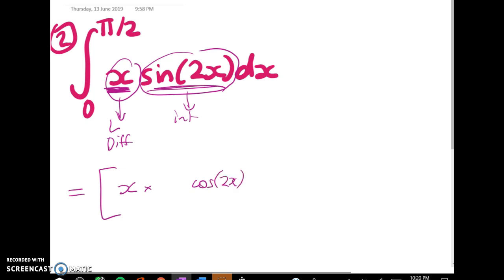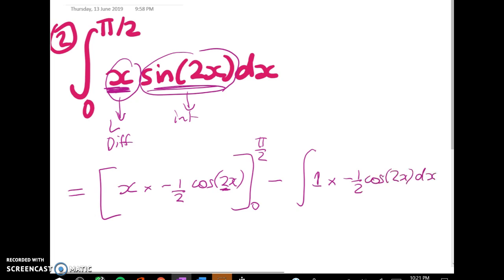Now, when I differentiate this, I get a 2 popping out. So I need to divide by 2 to undo that. And when I differentiate cos, I get negative sine. So it's going to be times that, negative a half. And then we're going to evaluate that at pi on 2 or 0. I'm not going to work that out yet. I'm going to keep on going here and write down the rest of the integral. This time we're going to differentiate x and we get 1 times negative a half cos of 2x dx.